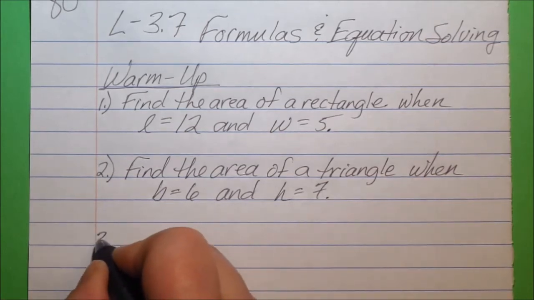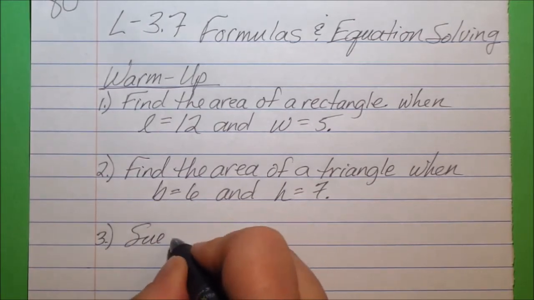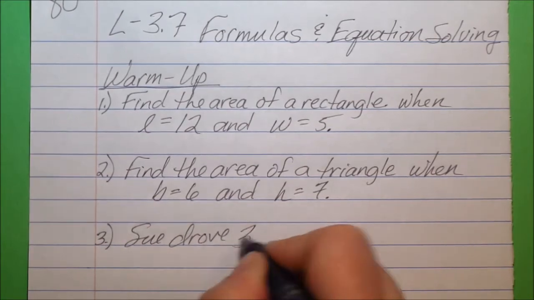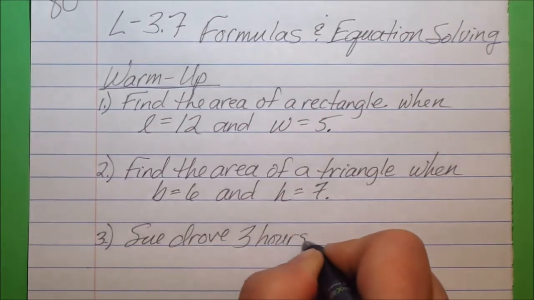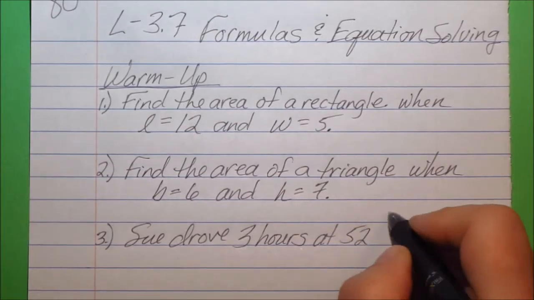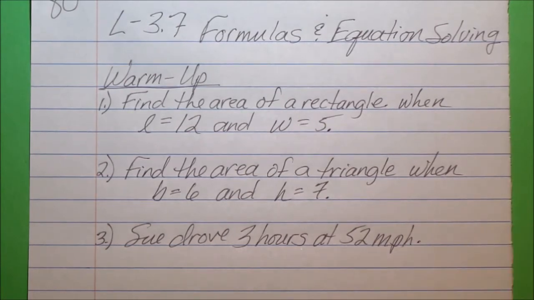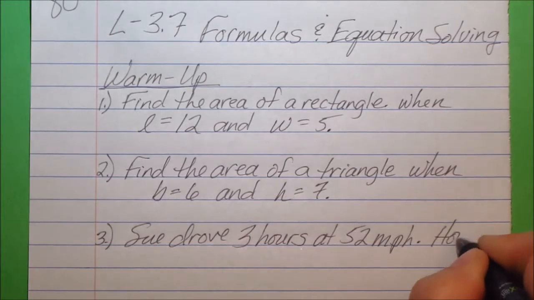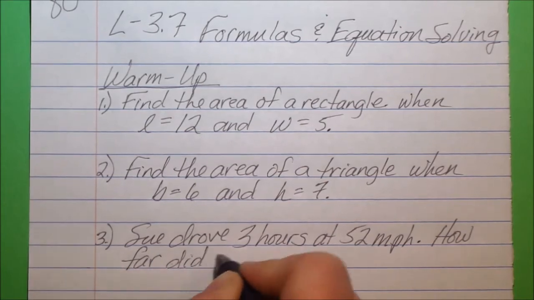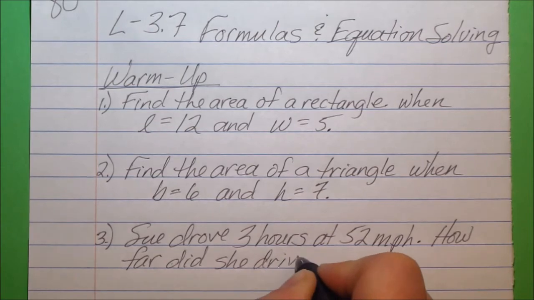And number 3. Sue drove 3 hours at 52 miles per hour. Can I abbreviate it there? Okay. How far did she drive? How far did she drive?